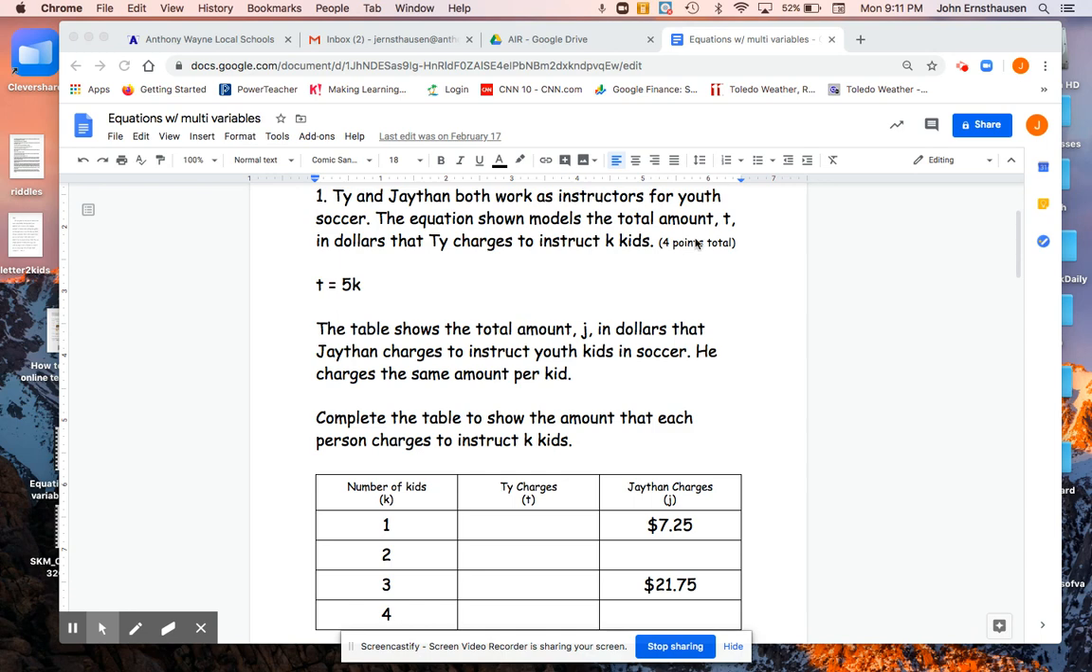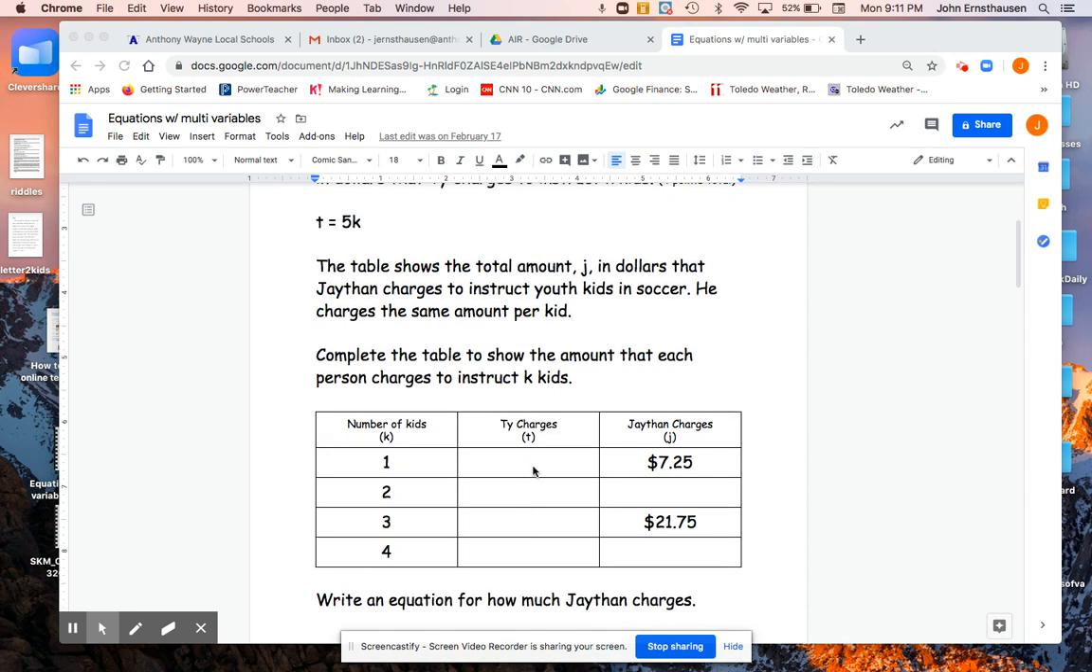By the way, disregard the point totals here. I'm not going to use this as I grade these today. I'm going to do a different method of scoring this assignment for you guys. Okay, so you're going to fill out the Ty column here.